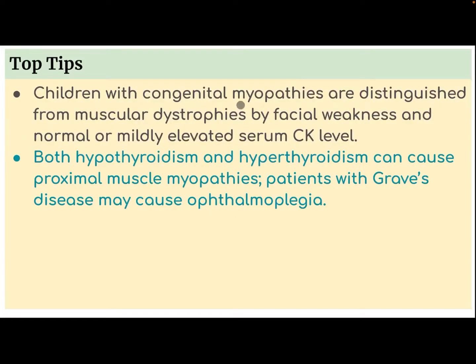Children with congenital myopathy are distinguished from muscular dystrophy by facial weakness and normal or mildly elevated serum creatine kinase level. Both hypothyroidism and hyperthyroidism can cause proximal muscle myopathy. Patients with Graves' disease may develop ophthalmoplegia.